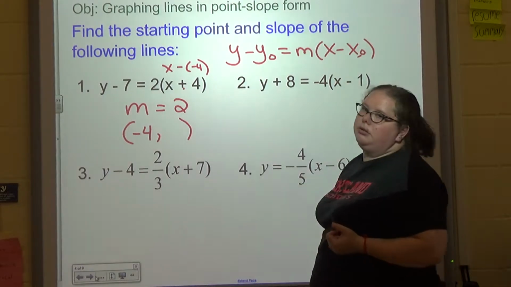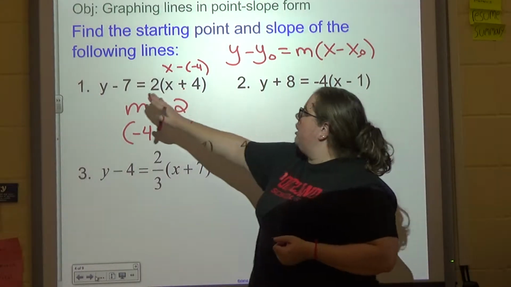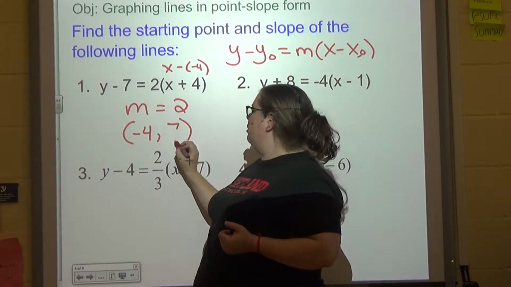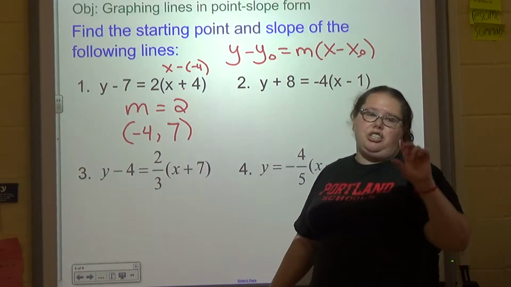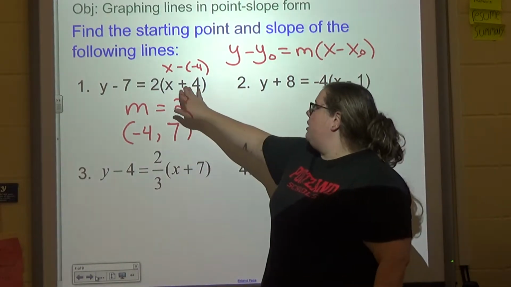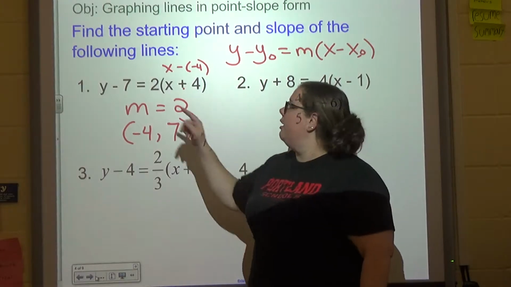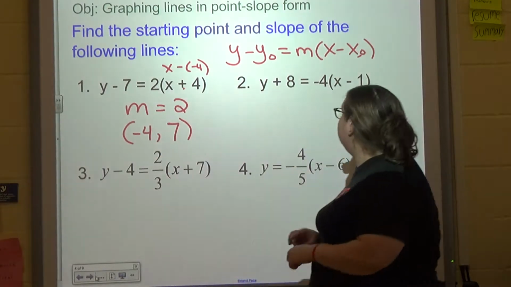Look at the y value. Ignore the negative, and it's just 7. Another way to think about it, just flip the sign. When you see a plus, you put a minus. When you see a minus, put a plus.